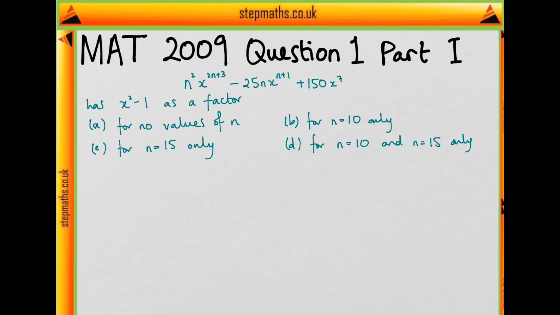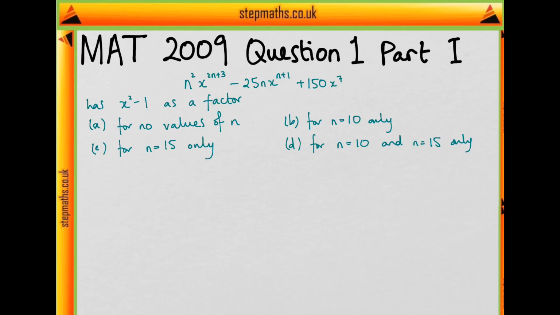Hi, in this video I'm going to go through question 1 part I on Math 2009. For this question, we want to know for what values of n this polynomial has x squared minus 1 as a factor. If we look at the solutions that they give us, then we only need to consider when n is 10 or 15.